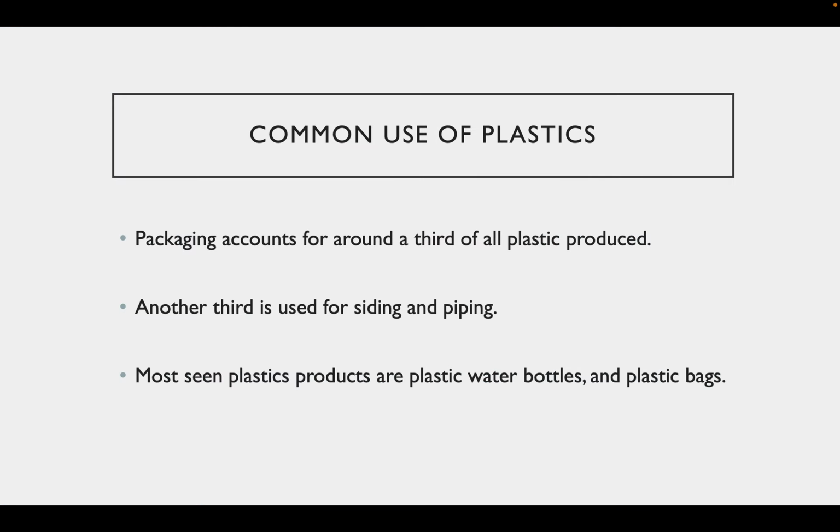Plastics are used in many various places. However, packaging accounts for around a third of all plastic produced, which means a third of all plastics produced are used for packaging. Another third is used for siding and piping. The most commonly seen plastic products are plastic water bottles and plastic bags.